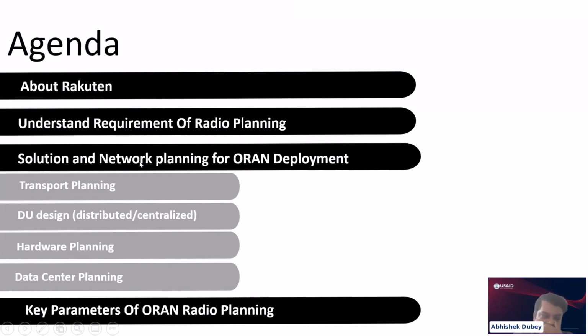There are certain things you need to plan. You need to design and plan for open deployment, starting from the transport planning. You need to figure out whether the transport is provided by the MNO or operators, or whether you are going to lease it. You need to plan your aggregation routers and all the switches, and based on that you are going to design your DU, distributed unit.